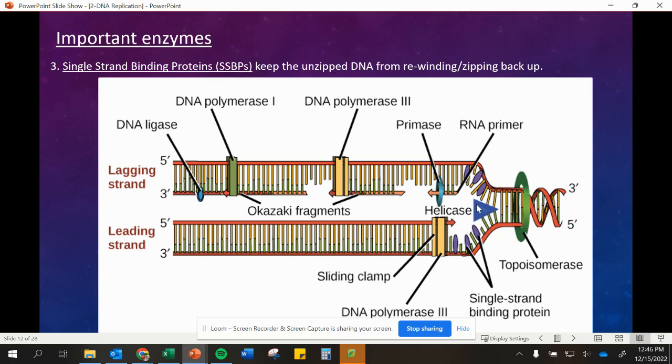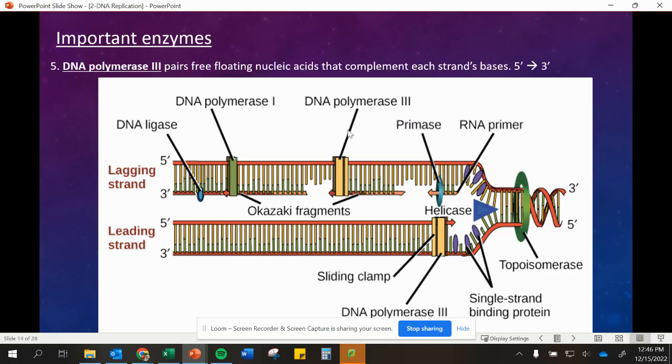Those help keep the DNA from folding back in on itself, because these bases want to hydrogen bond back together, so they get in the way to prevent it from bonding back together. We have primase, and as its name suggests, it's what adds the RNA primer. It's adding RNA in that 5' to 3' direction.